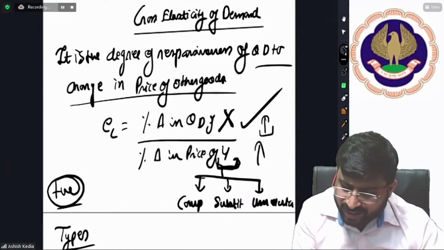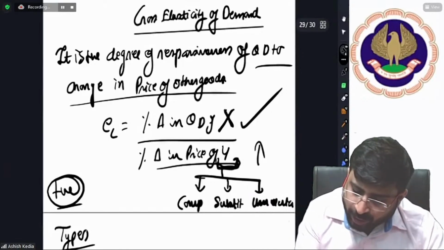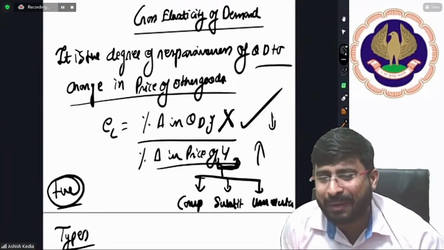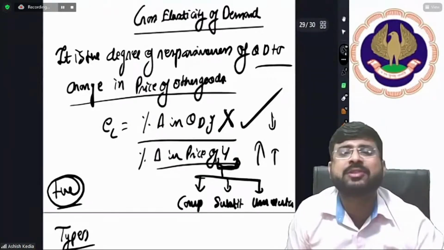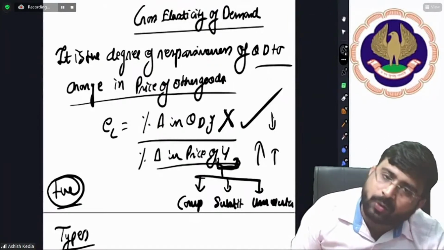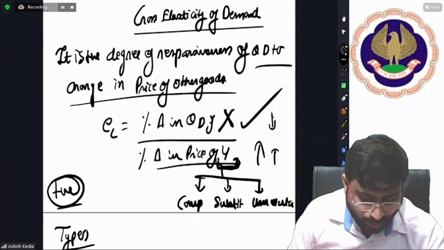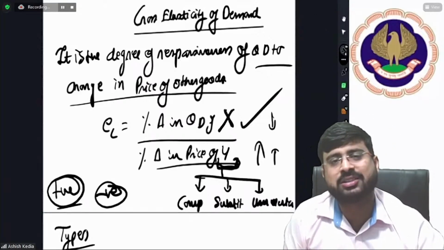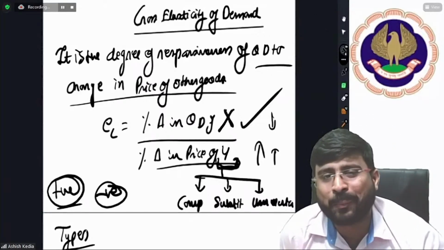So when does it happen that when price of Y goes up, demand for X goes down? When Y and X are complementary. Suppose car has become expensive. Demand for car went down, so demand for petrol also went down. So if we see an inverse relationship, that is negative cross elasticity, we say the goods are complementary.